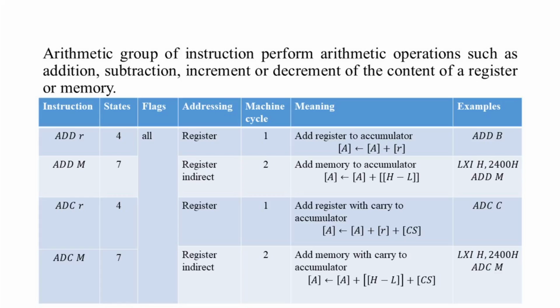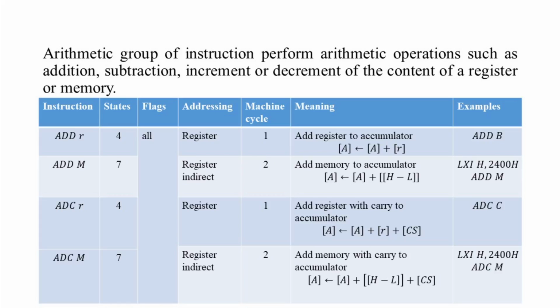Example: LXI H, 2400H and ADD M. The first step is that the HL pair contains the 2400 address. This 2400 memory location contains the original data. So this data plus the content of the accumulator, and the result is in the accumulator. You can see that the first two instructions are in the same format. In the first instruction, the content is in a register, and in the second case, the data is in the memory location.